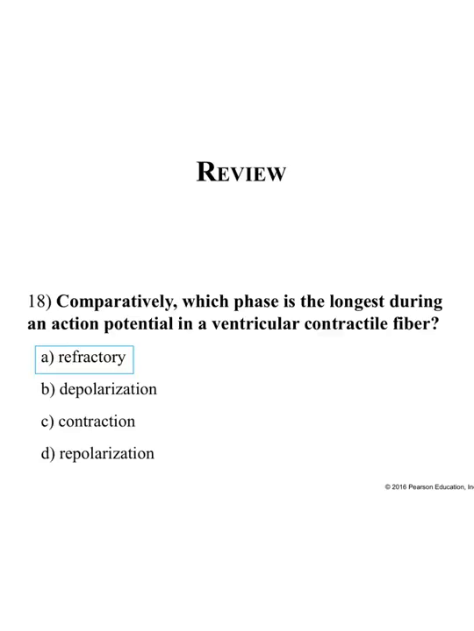So actually, this is the next question. Which phase is the longest during an action potential in a ventricular contractile fiber? That's going to be the refractory period. Because again, you want the ventricle to have adequate time to fill with blood. That way, when it contracts, there's an ample amount of blood being pushed into your pulmonary and systemic circuits.